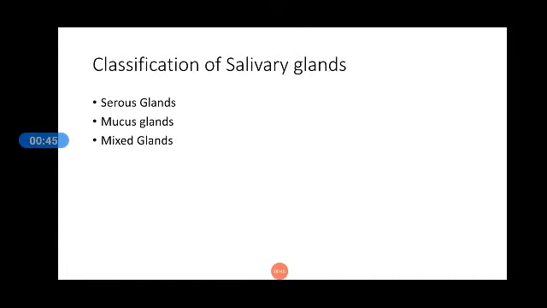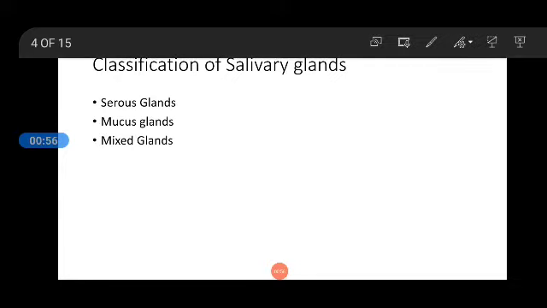Now let us see how the salivary glands are classified. The salivary glands are classified into three: serous glands, mucous glands and mixed glands. First, let us see what serous glands are. The serous glands are mainly made up of serous cells. What is the speciality of these glands? They secrete thin and watery saliva. Examples of serous glands are the parotid glands and lingual glands.